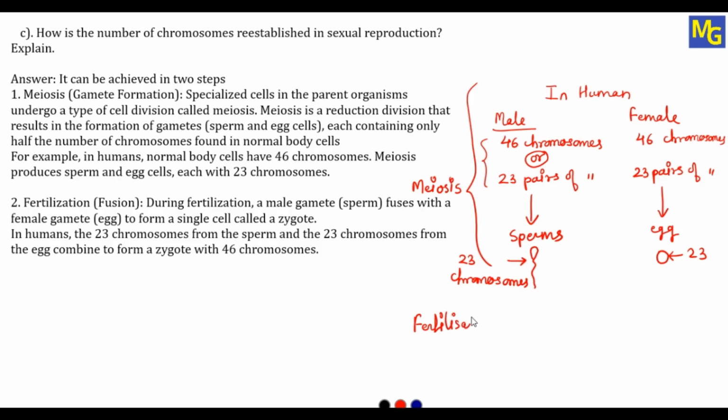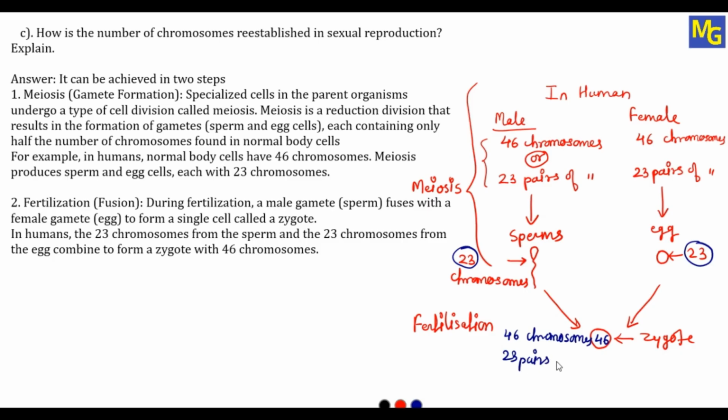When these two gametes fuse, I'll draw it like this. Here the fusion takes place and we get a single cell which is called a zygote. In this zygote, 23 from male and 23 from female, that is sperm and egg, combine, and here it becomes again 46 chromosomes. So I can write here 46 chromosomes, or in terms of pairs, 23 pairs of chromosomes. This zygote will divide and grow into a new individual.